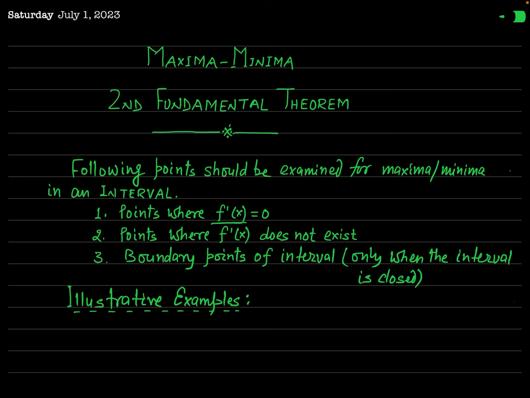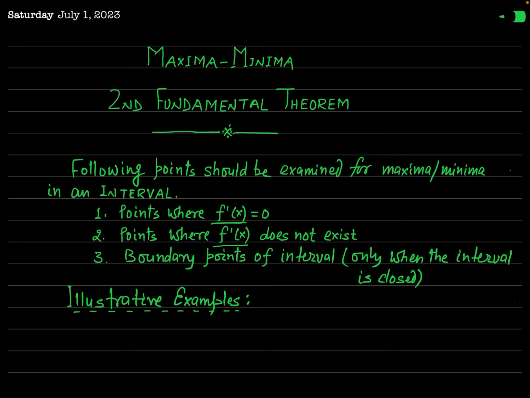Actually, those values of x are the points where the function will be either maximum or minimum. Okay. But in some cases you will see that whenever we differentiate the function f of x, its derivative f dash of x does not exist. So when f dash of x does not exist, even then we can find the maximum and minimum value of the given function. Okay. And then after that you have to look at the given interval.